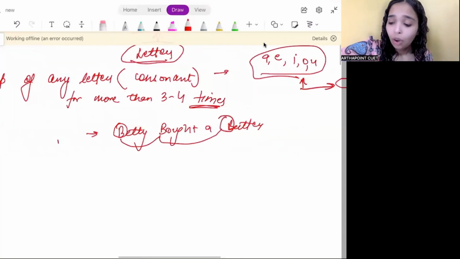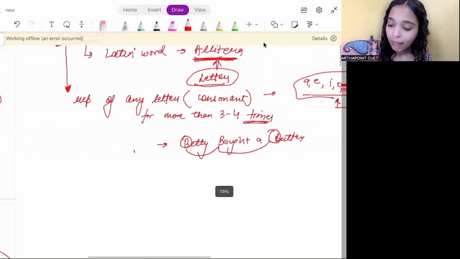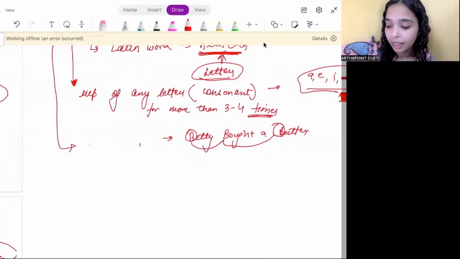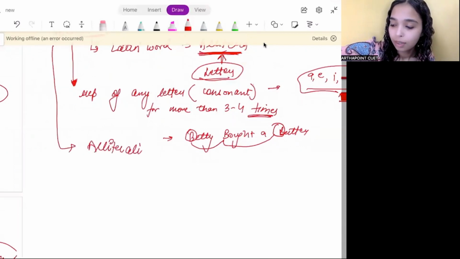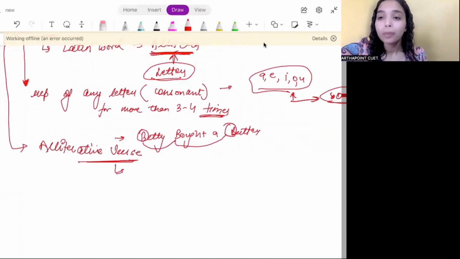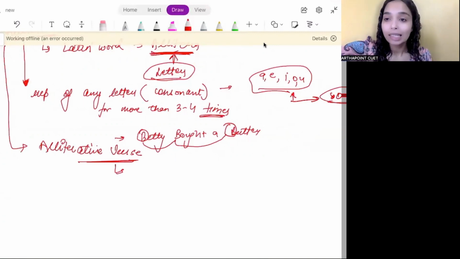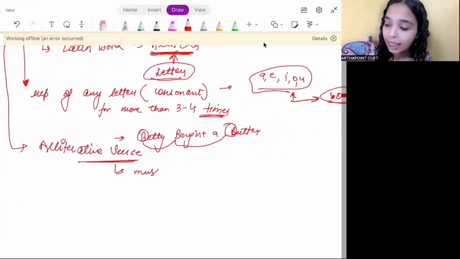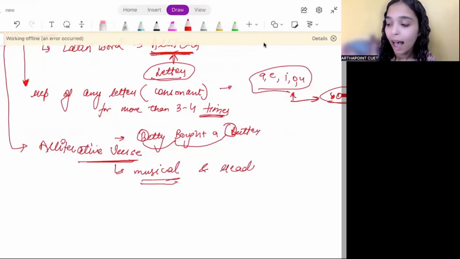Now, from alliteration comes alliterative words. Right? Now, what is alliterative words? Alliterative verse is a particular poem, a particular stanza that uses alliteration, right? Now, why is alliteration used? Because it makes any line more musical, right? And it makes reading and reciting easy.